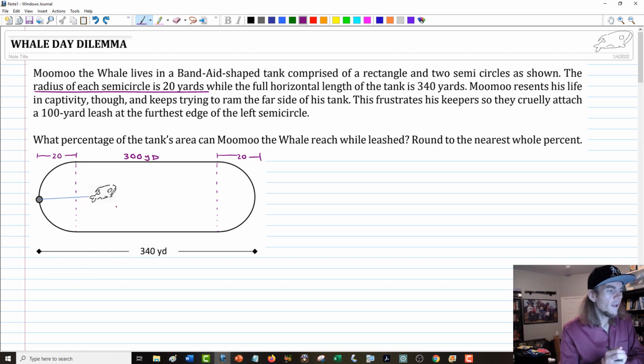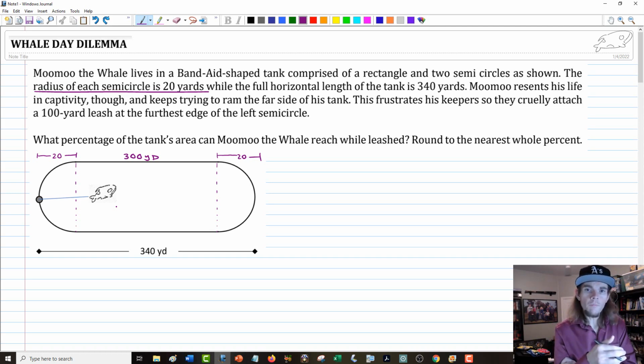But beside the point. So our question is, based on this information, what percentage of the tank's area can Moo the whale reach while leashed? And, of course, we're going to round to the nearest whole percent just so that our final answer looks nice. You don't want some sort of awkward decimal thing when you're concluding at the end. So we are going to attach this problem.